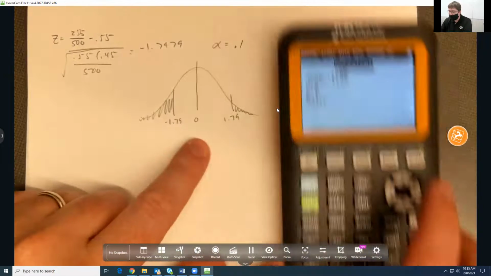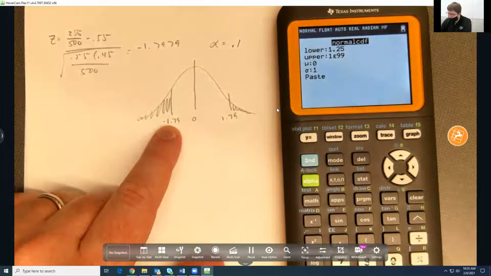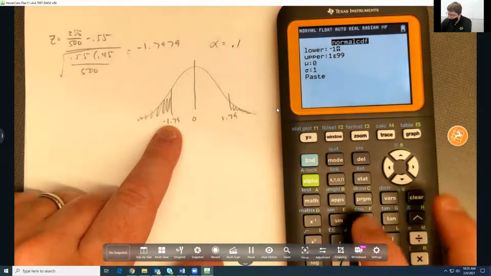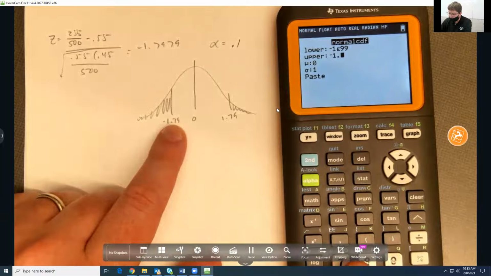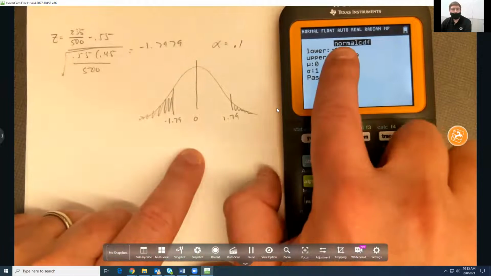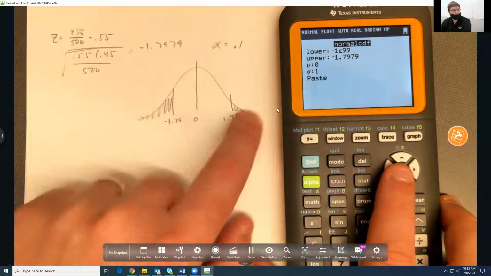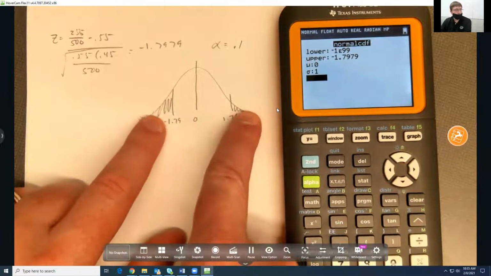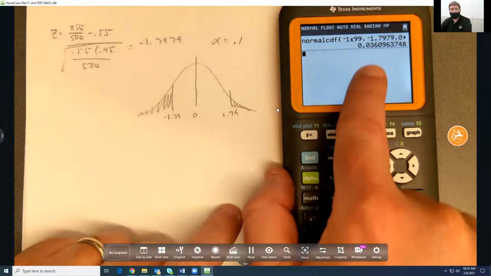So you go to your calculator. We're just going to pick, since this is negative, the lower half. So our lower limit is negative 1 E99. And our upper limit is going to be this negative 1.7979. All right, we know that this is it over here. These are supposed to be symmetrical. I'm a horrible artist, but they're supposed to be the same. So we figure out what the value is here.